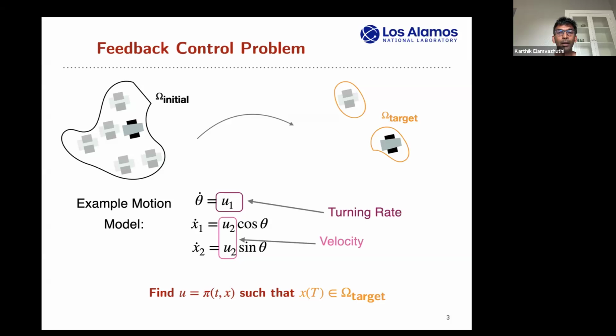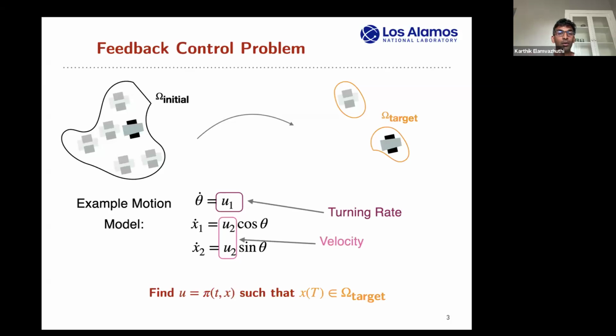The standard problem is that you have some initial set in which the robot is initially positioned, and you want to get it to some target set. For example, instead of a ground robot, this could also be a drone trying to get your Amazon Prime package delivered on time.